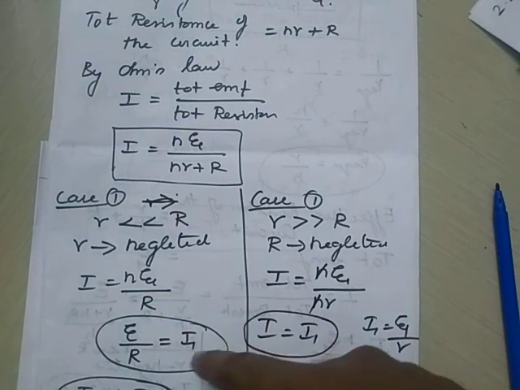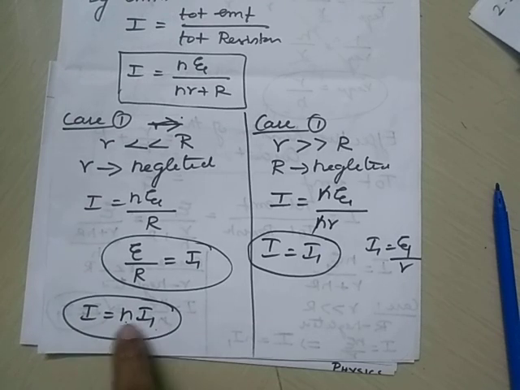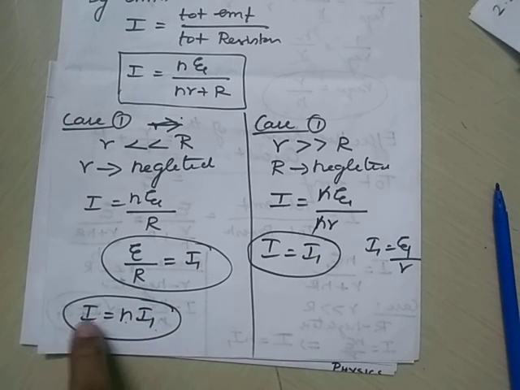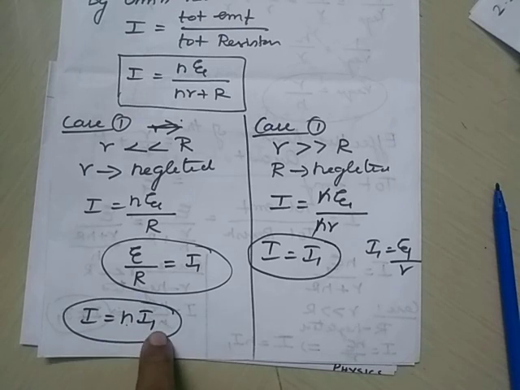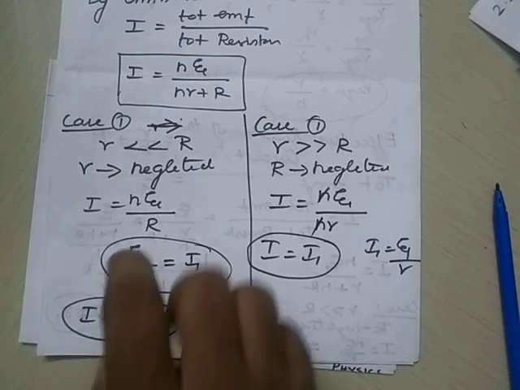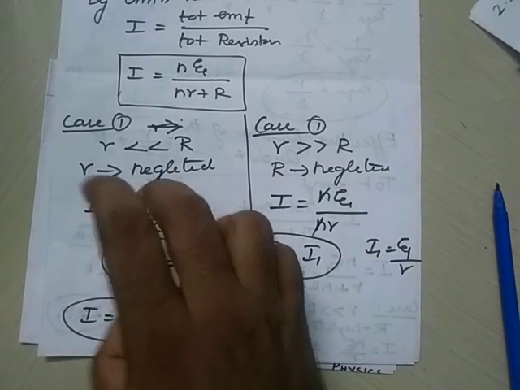Here ψ by R is the current due to a single cell. Then I is equal to NI1. The current due to the whole battery is equal to N times the current due to a single cell. Here in this case it is one of the advantage cases.